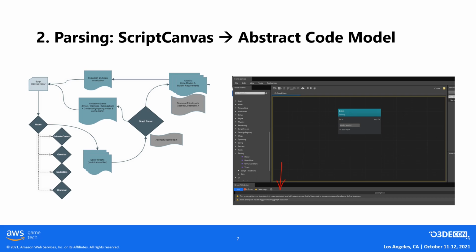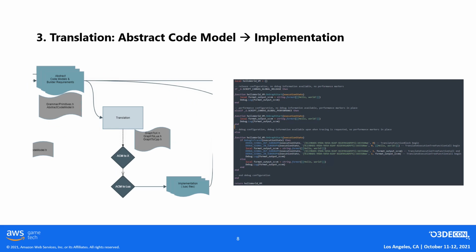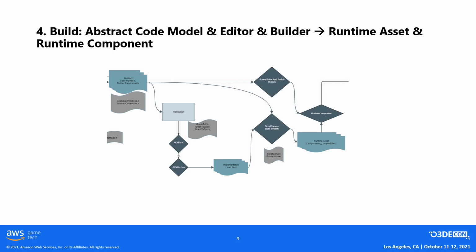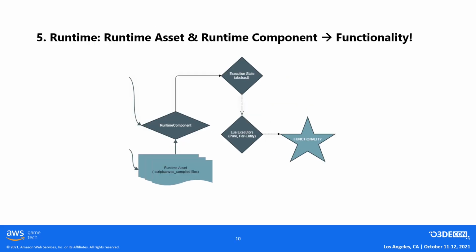The first one is translation, which converts it into the target runtime implementation. In the gameplay case, it translates the graph into Lua, which can be executed immediately. The other system that consumes the abstract code model is the prefab system, which works with the component entity system to build the ScriptCanvas runtime component. Finally, at runtime, the ScriptCanvas runtime component will initialize and activate when its entity does, and will execute the actual logic the user wrote in their graph way back in the first step.